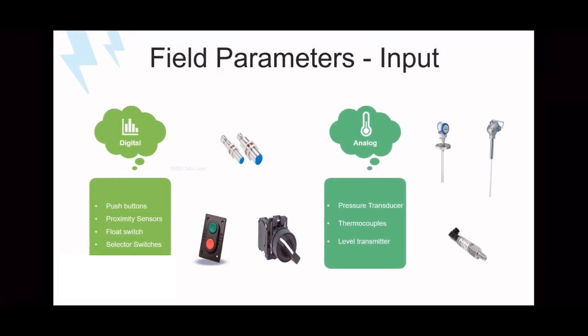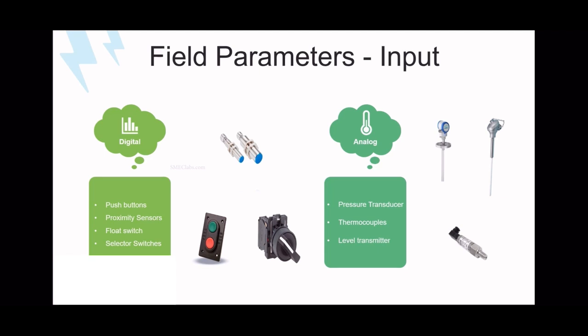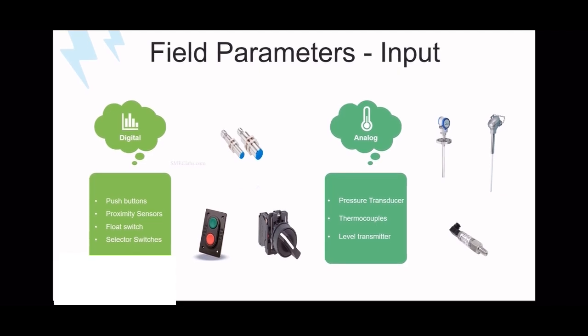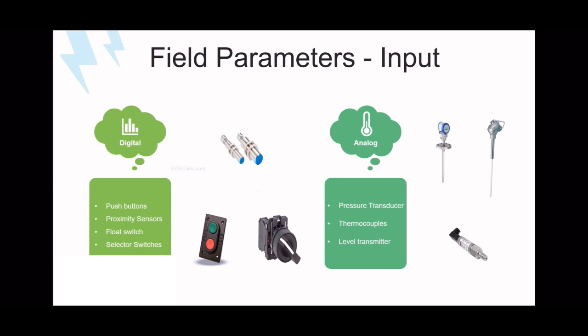Then about the analog, there are pressure transducers and thermocouples. A pressure transducer is basically for measuring pressure, and it converts it to an electrical signal and gives it to the PLC. And the thermocouple is basically used for temperature measurement, and the measured temperature is converted to an electrical signal, and this electrical signal is given to the PLC. Then the level transmitter is basically used for measuring the level of an instrument. Okay, it's clear?